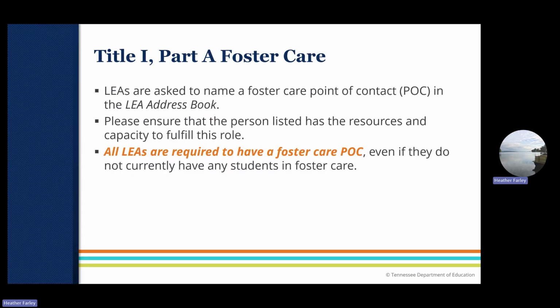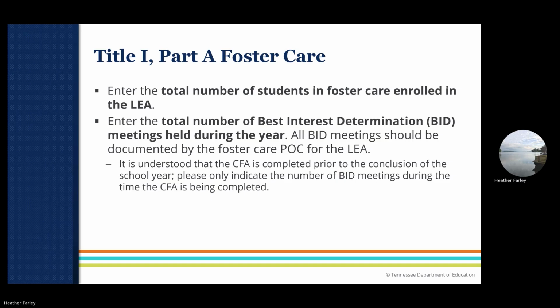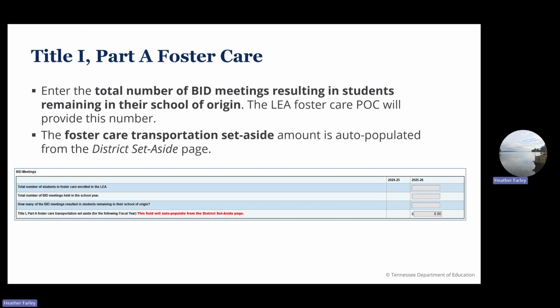With students in foster care, ensure you put the foster care point of contact in the LEA address book, even if you do not have any foster care students. And you will need to enter the total number of foster care students enrolled and the total number of best interest determination meetings you have had. We do realize that the school year has not completed yet, so you indicate the number that you have at the moment you are completing the CFA. And this is a little bit of how it looks to help you out. And also there are some auto-populated fields.